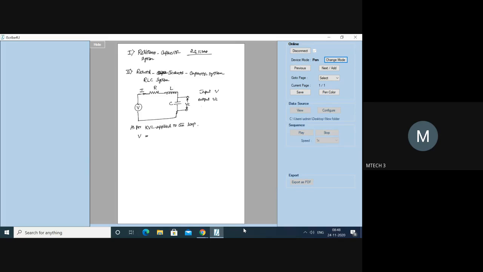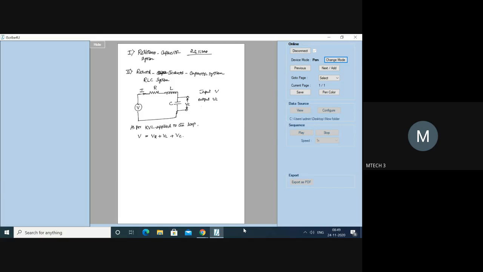V will be equal to the algebraic sum of the voltages of all the components. Go back and see the previous equation, the RC system. V equals VR plus VL plus VC. So what about the current passing through the circuit? Will it be the same or different? Same, sir. Okay, write down the next line.